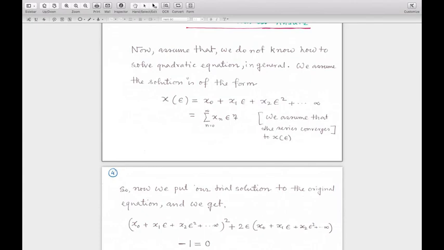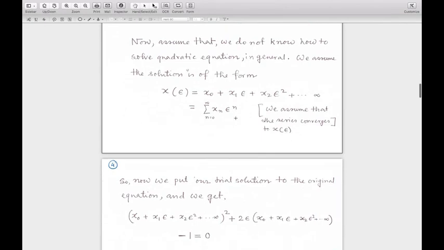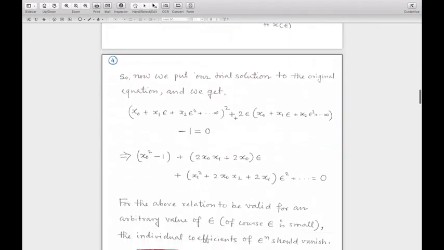Once again, there is no proof for that. We just assume. Now let's apply this for our trial solution. This is an applied approximative mathematical method, so there should not actually be any rigorous proof. These parts come out of our everyday application of mathematics. So now we put our trial solution into the original equation.